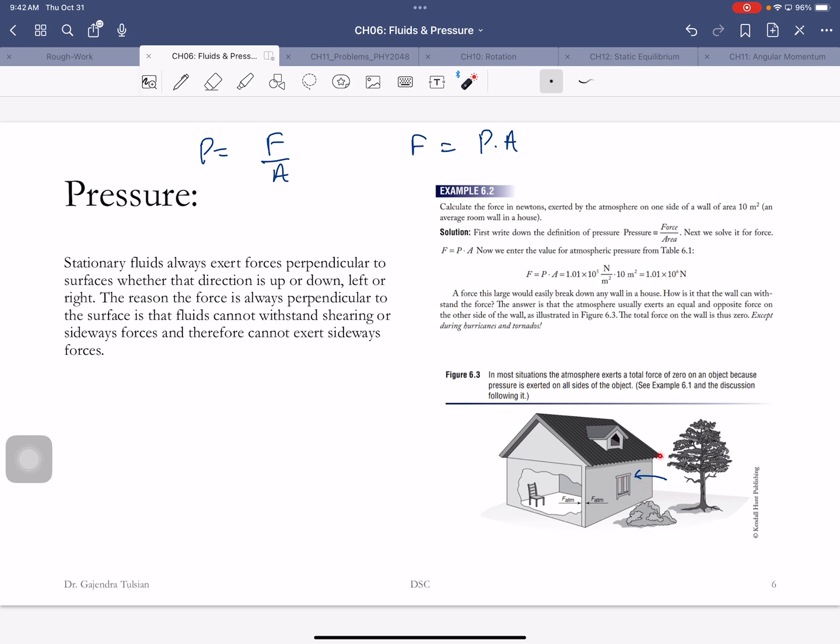This is a wall of 10 meter square area. 10 meter square is roughly half this wall. So the atmospheric pressure on half this wall is the weight of 10 school buses. That's what this problem tells you. Again, why is this not collapsing? Because there's an equal and opposite force on the other side.